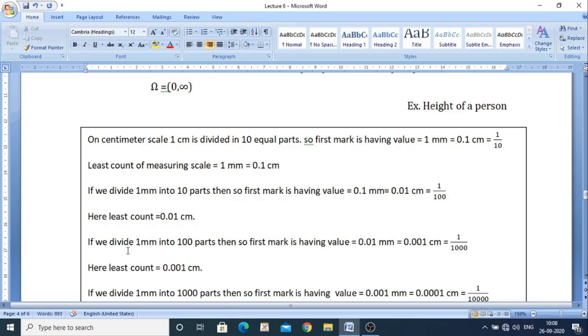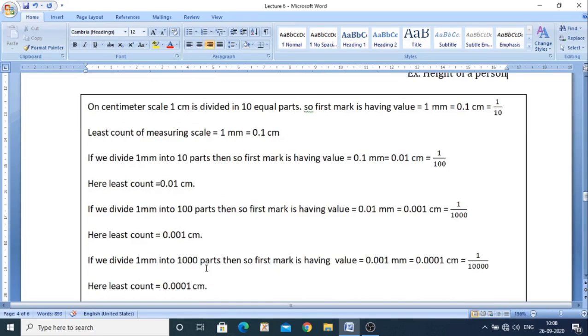If we say, instead of 10, I am going to divide 1 millimeter into 100 parts, then what will happen? The first mark has the value 1 upon 100, that is 0.1 millimeter, or 0.1 centimeter divided by 100, that means 0.001 centimeter. So it is 1 upon 1000. So the smallest value after 0, that is the first marking, is 0.001 centimeter, which is smaller than the above two. So the first two are wrong here, that is 0.011 centimeter.